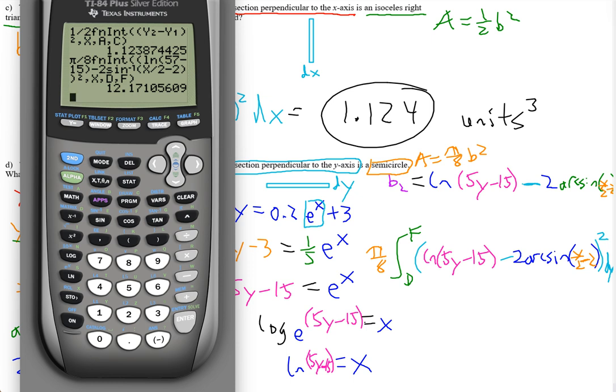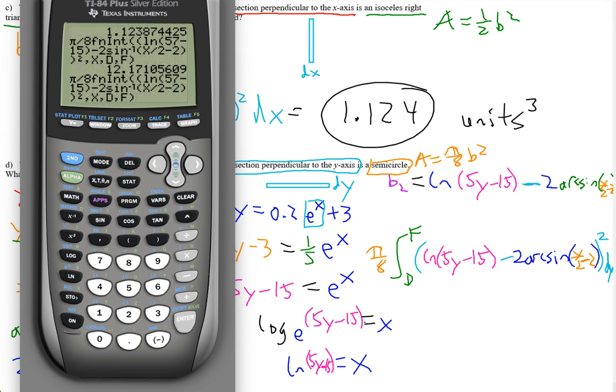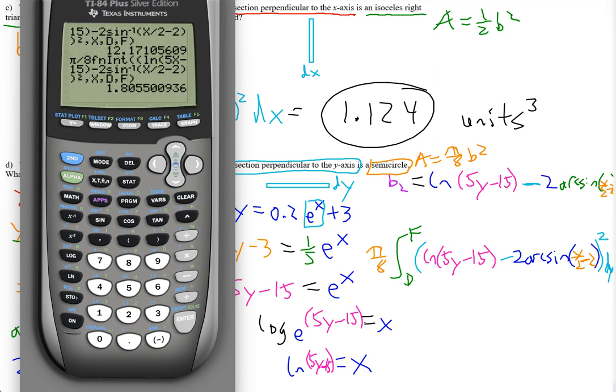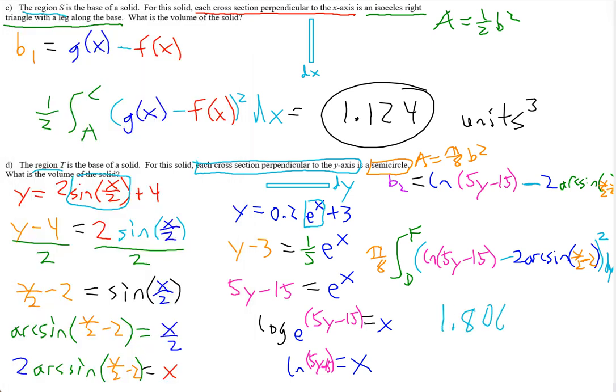Oops, I put 5y instead of 5x. Whoops. Let's change that. Let's go second entry. Yeah, I meant to put an x there. Let's try that again. Yep, so we got 1.806 units cubed.